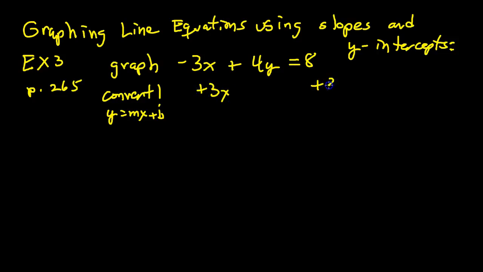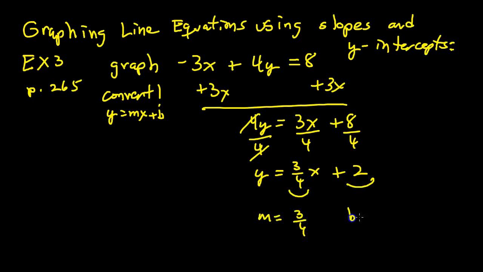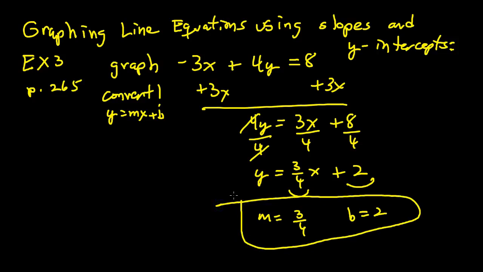I'm going to add 3x to both sides to start. Again, my goal is to convert here. All right, so 4y equals 3x plus 8. And then I'll divide both sides, all terms, by 4. I get y equals 3/4 x plus, let's see, 8/4, of course, 2. All right, so my slope, of course, is 3/4, and my y-intercept is 2. What I can do is use this information to graph the line equation.